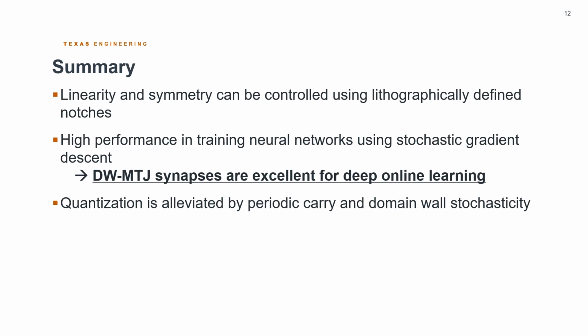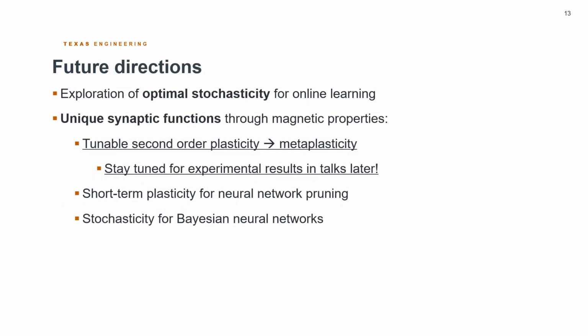So some future directions where we can take this work include exploration of optimal stochasticity for online learning and implementing unique synaptic functions through magnetic properties. So first of all, we can implement tunable second order plasticity or metaplasticity. Stay tuned for experimental results in talks given by my colleagues later. Short-term plasticity for neural network pruning, and stochasticity for Bayesian neural networks.